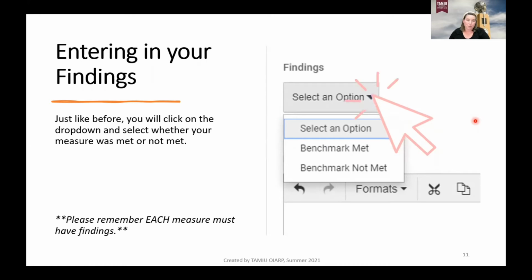Now, remember, if you were unable to collect data, you would put benchmark not met. We are looking to change that for the 21-22 school year, but as of right now, you would still select benchmark not met if you were unable to collect any data for that measure.